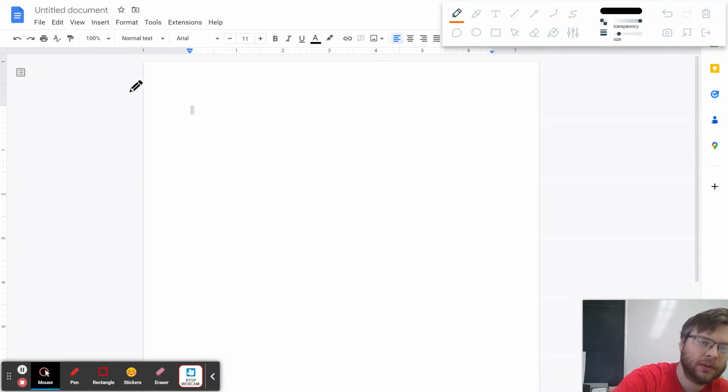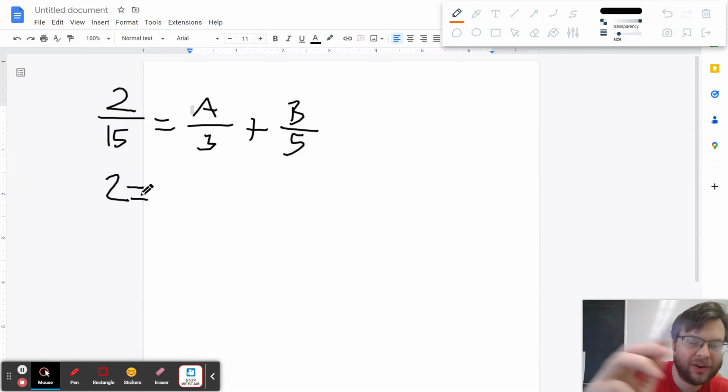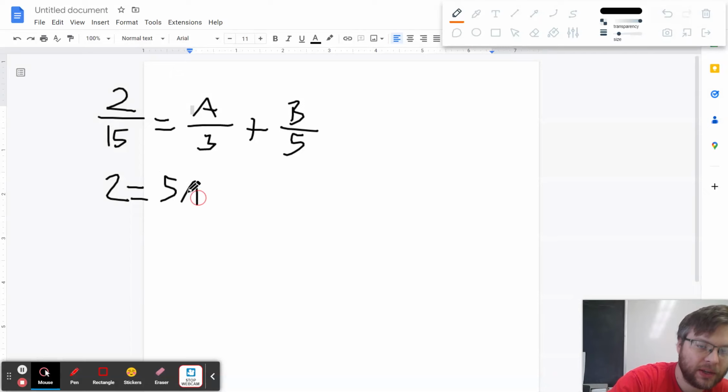For example, it's always possible to take a fraction like 2/15 and break it up into a certain number of thirds plus a certain number of fifths. The way this works is you multiply both sides by 15, and that leads to an equation you're trying to solve: 5 times a, because the 3 and the 15 divide to make 5, plus 3 times b.